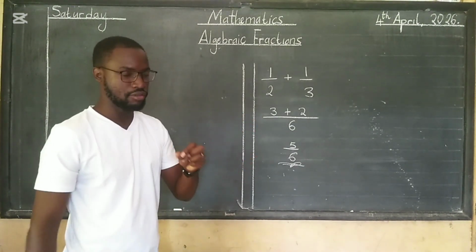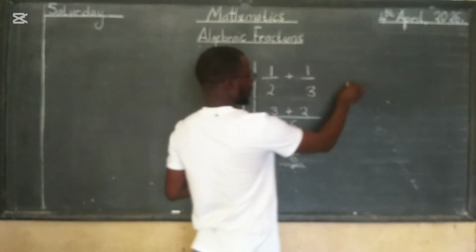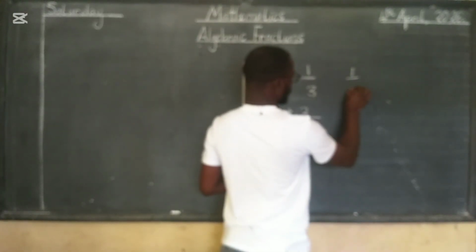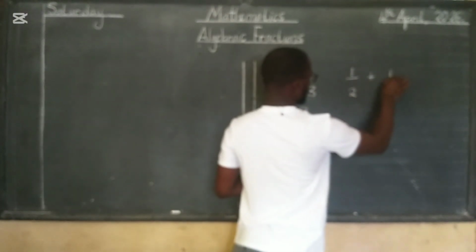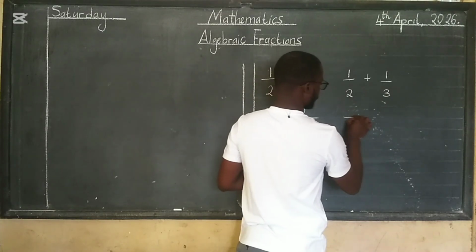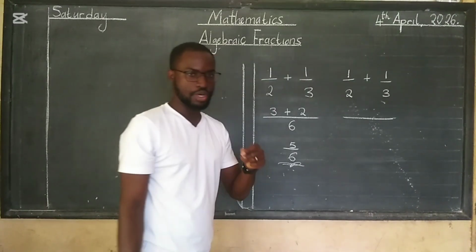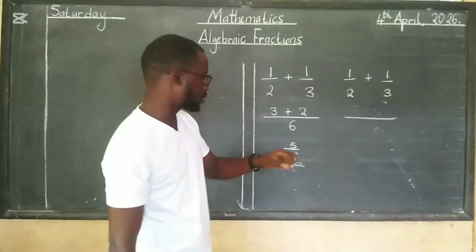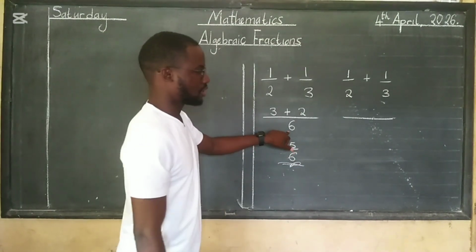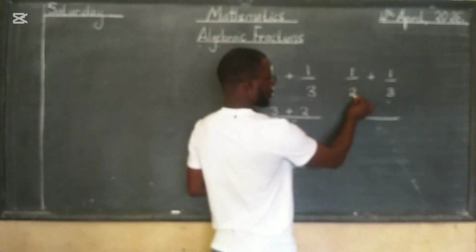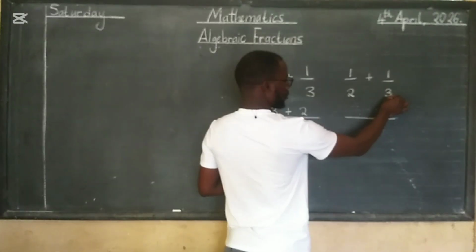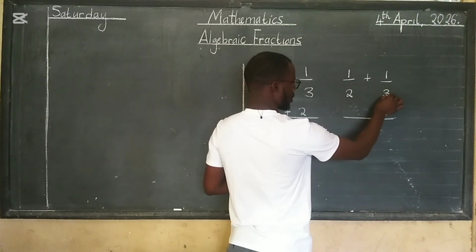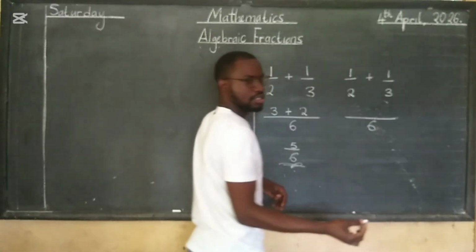I call it the butterfly method. This one looks like this. So let's use the same numbers, 1/2 plus 1/3. For this one, you don't have to start aching your head guessing the lowest common multiple as we did here. Instead, you can just multiply the two numbers at the bottom. 2 times 3, so 2 by 3 is 6.